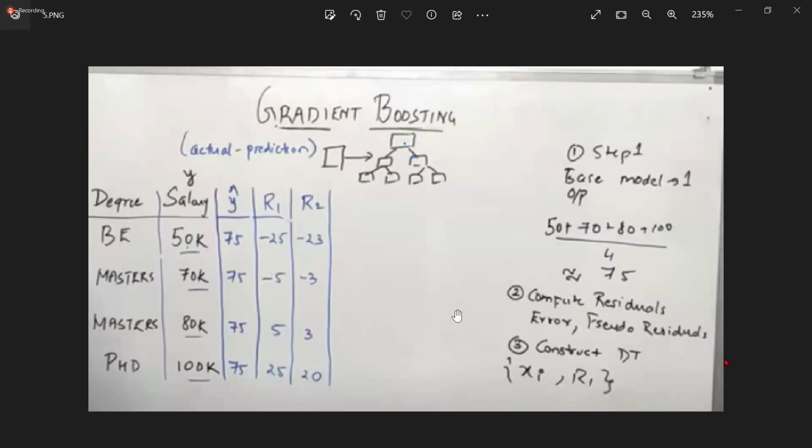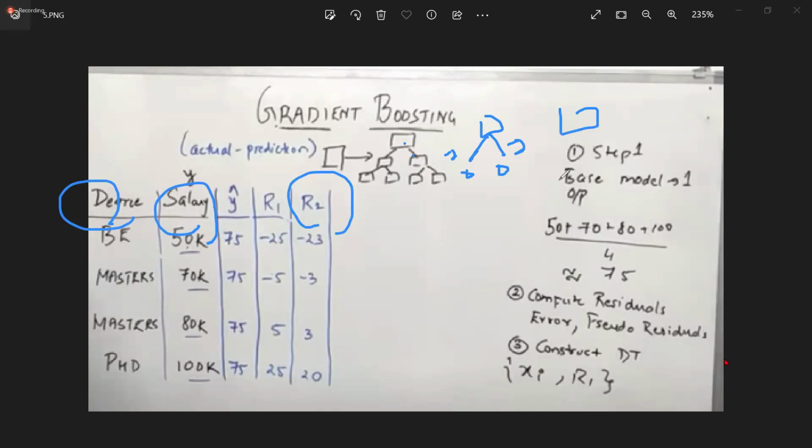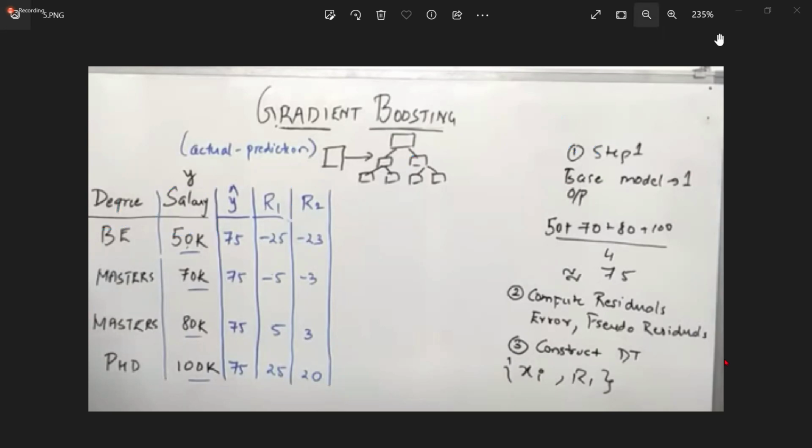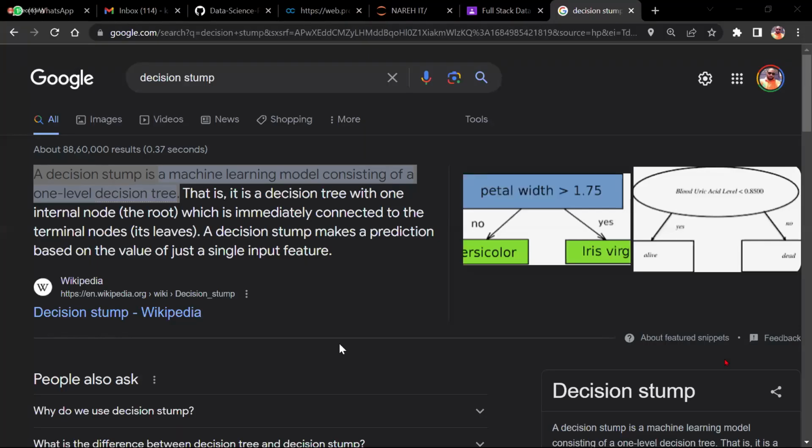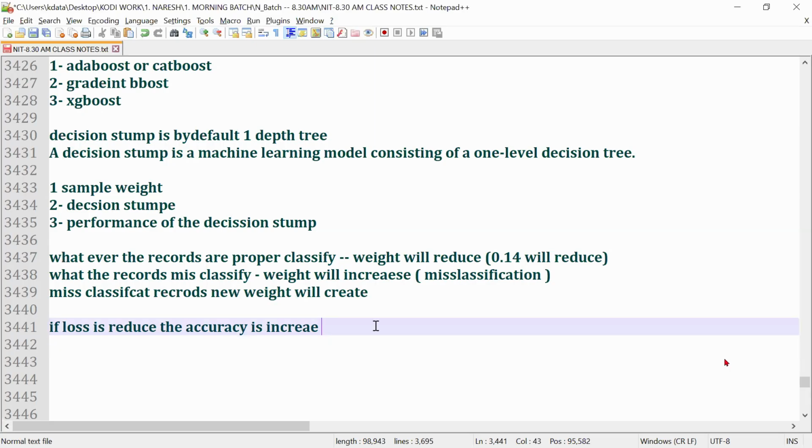Understand, Ranjit? Now the next decision tree would be, I want to build the tree with degree, salary, R2. What happened? R3 will be created or not? R3 will be created. Did you understand, guys? So I mean, we build the trees sequentially. That's called boosting, a sequential model. And CatBoost is almost equal, guys. AdaBoost and CatBoost are almost equal. So AdaBoost equals CatBoost. Are you getting me or not?